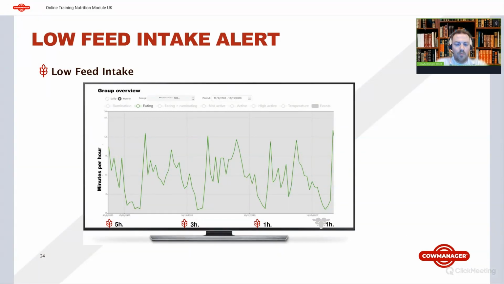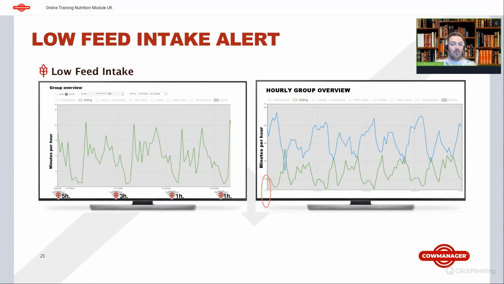But don't focus too much on just one behavior. Always use at least two behaviors at the same time. So for instance, we switch over here, we switch from daily towards hourly in the group overview. And here you can see perfectly the circadian pattern, the diurnal pattern, so the day and night rhythm of cows.